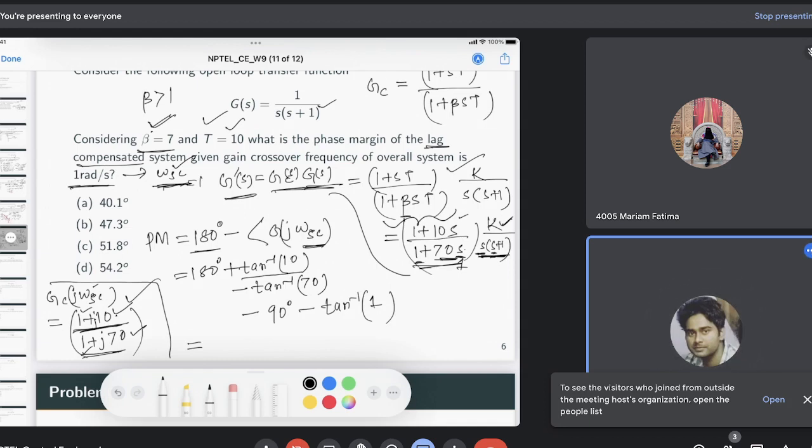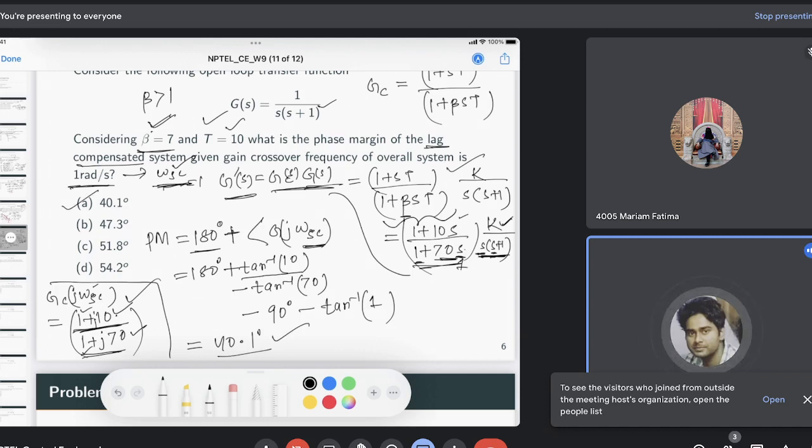So 180 degrees plus tan inverse of 10 minus tan inverse of 70 minus 90 degrees minus tan inverse of 1. So the angle is 41 degrees. We see that this is the correct answer.